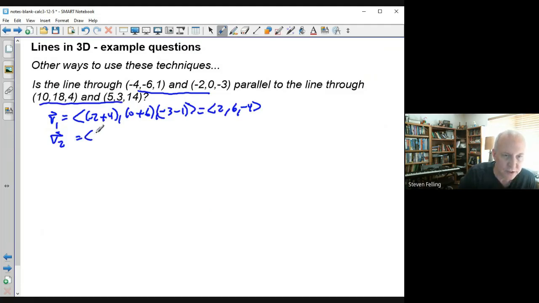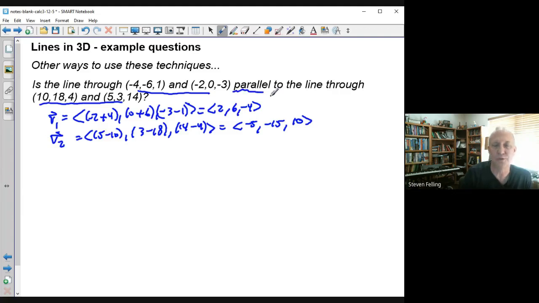Using the same technique, 5 minus 10 for the x's, 3 minus 18 for the y's, and 14 minus 4 for the z's gives us -5, -15, and 10. Okay, and remember we said that there's a couple ways to test for parallel. We could do the cross product and determine whether or not the cross product was 0, which would mean it'd be parallel. Or maybe even easier, let's just see if there's a scale factor that's the same, because if one is parallel to the other, it means you should be able to scale one up to make the other one. So I'm going to use that method.